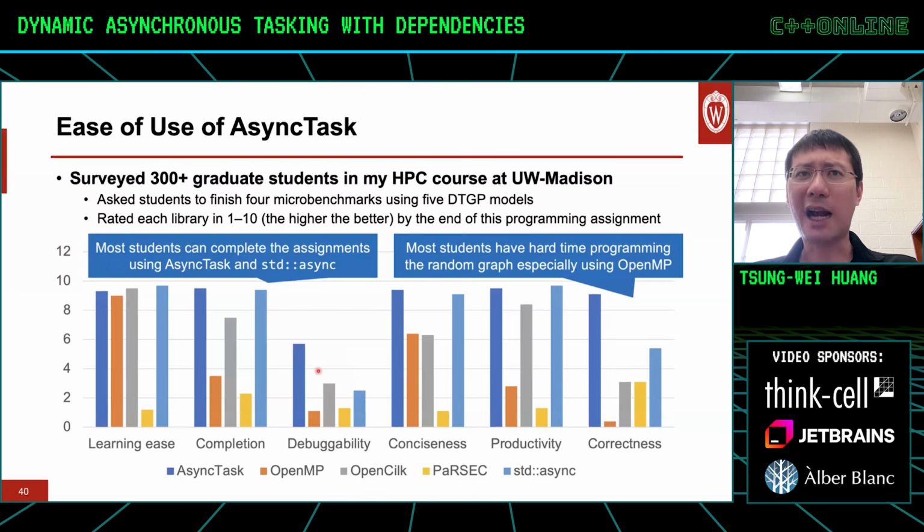Debugging is a little bit challenging and disappointing, but students in general still find AsyncTask the easiest to debug because the expression of the tasks and their dependencies are not decoupled from each other. They have a better idea and picture of how the entire task graph looks when they program the task graph. In terms of correctness, most students have a hard time using existing libraries, but not AsyncTask, to complete the random graph benchmark. Especially for OpenMP, we found over 90% of the students cannot get it right.